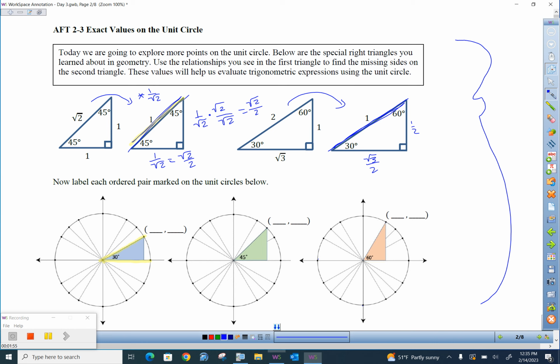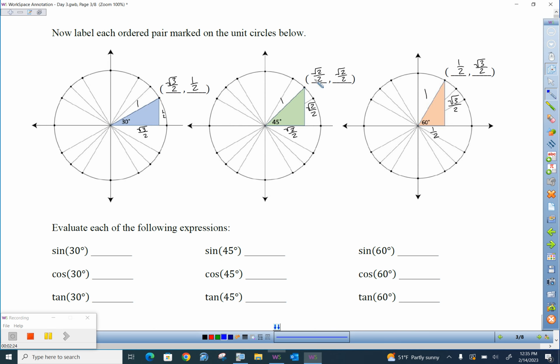So with that in mind, we know that this 30 is just dragging down this 1/2 and this square root of 3 over 2. So then the x value of this ordered pair, because we're just focused on this point, is the square root of 3 over 2. And the y value of that point is the 1/2. Similarly, you can find the other ones. So check those ones, just pulling down that triangle. And we're going to use those ideas combined with what we talked about last time to answer the questions below.